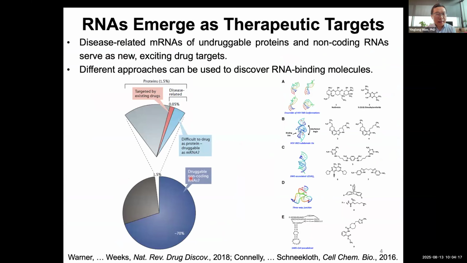For this audience, I think we know that RNA structures have emerged as new, exciting therapeutic targets. These include mRNAs for the proteins that are difficult to drug. They also include the non-coding RNAs that are involved in different diseases. And we have different methods to design small molecules that can bind the RNA. You can check out these nice reviews from experts in the field.